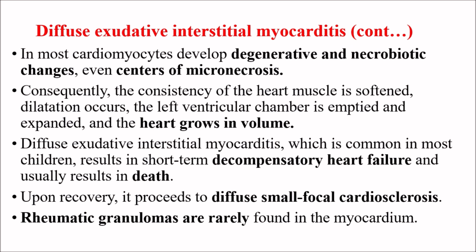In most cardiac muscle cells, degeneration and necrobiotic change develop, even centers of micronecrosis. So the consistency of the heart muscle is softened, dilatation occurs, the left ventricular chamber is emptied and expanded, and the heart grows in volume.